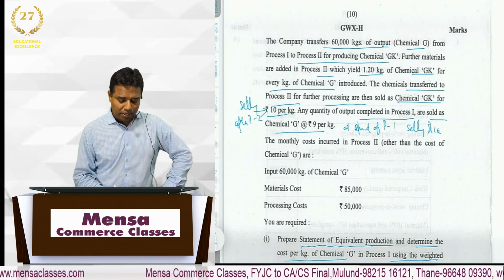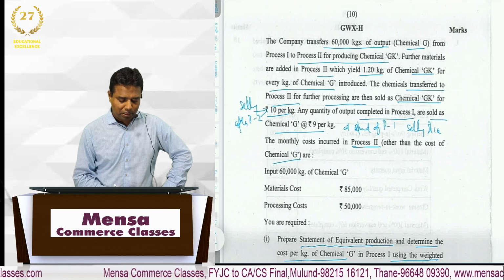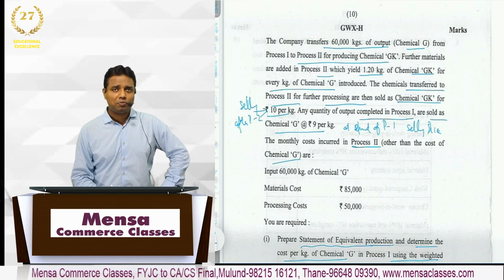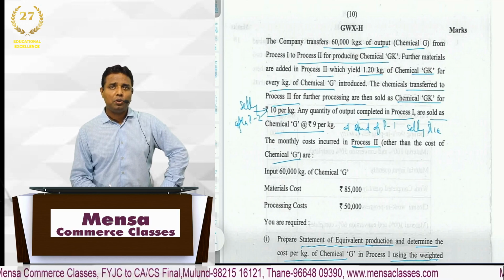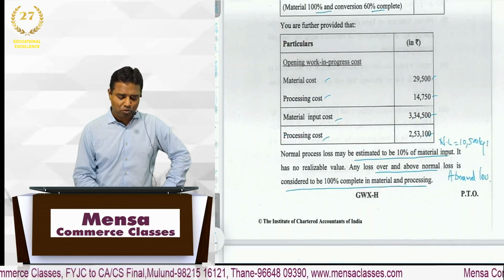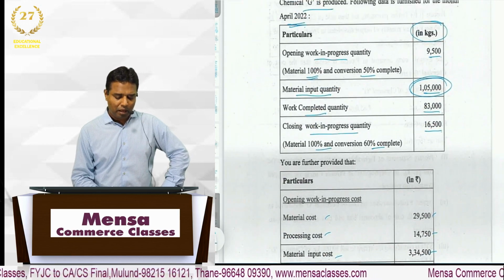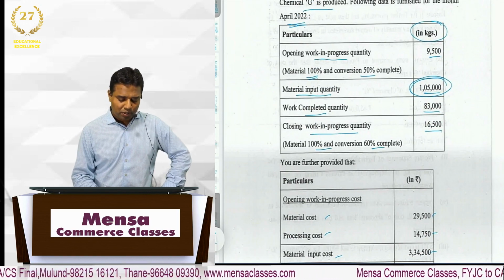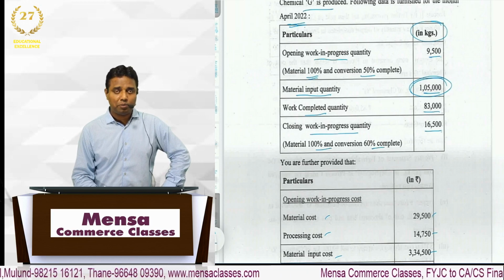Monthly cost incurred in process 2 other than the material G is as given. Anyway, that we'll do later on. First of all, we'll do the equivalent units of production. So equivalent units of production, let's do it. How do we do it? Let's find out the abnormal loss. Okay, so we'll just do the rough work. How do you get the abnormal loss?